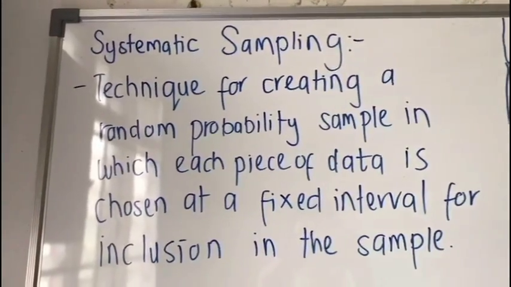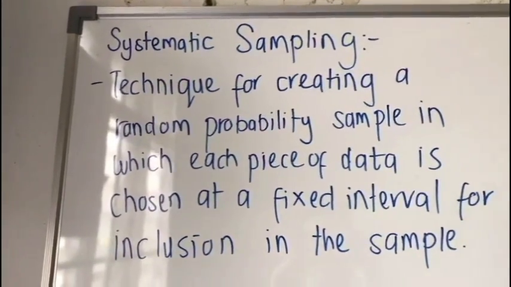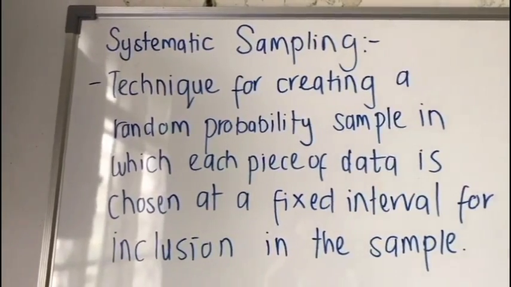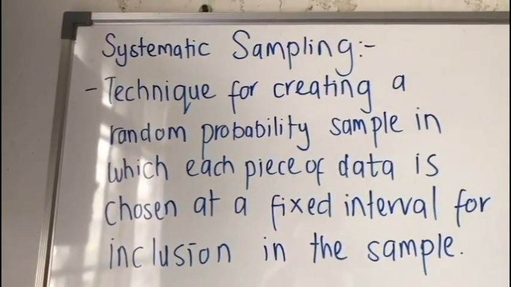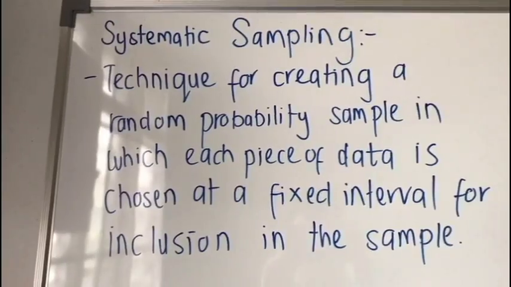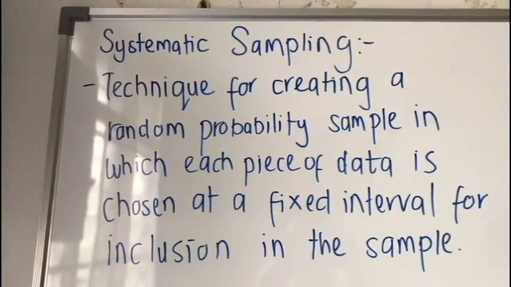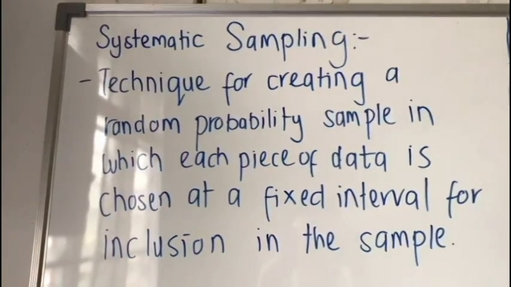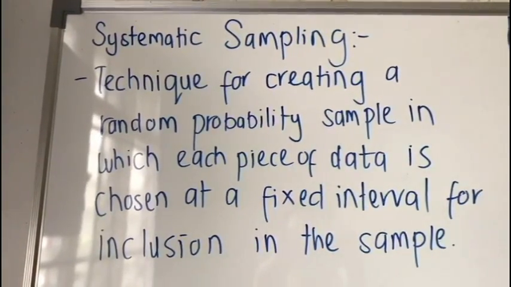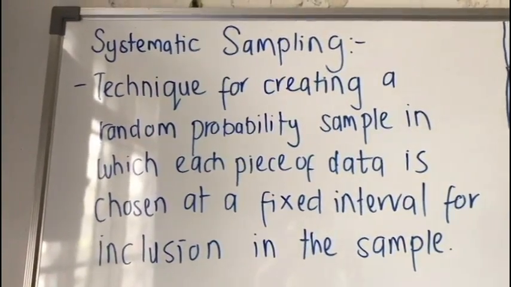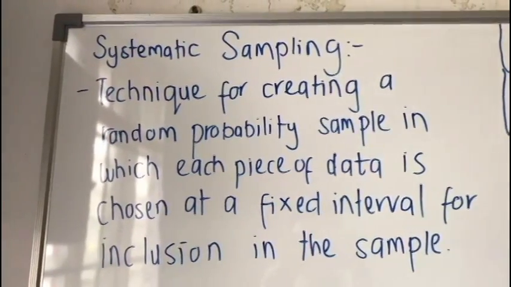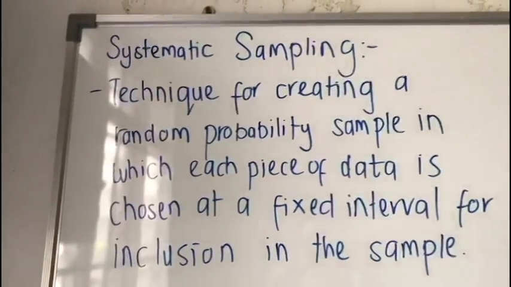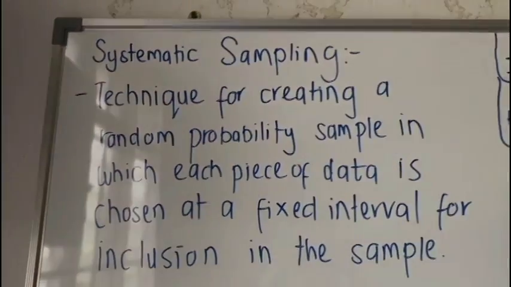Assalamualaikum warahmatullahi wabarakatuh. Today I will present about the second sampling, that is systematic sampling. The definition is a technique for creating a random probability sample in which each piece of data is chosen at a fixed interval for inclusion in a sample. Next I will show you an example of how to get the systematic sampling.